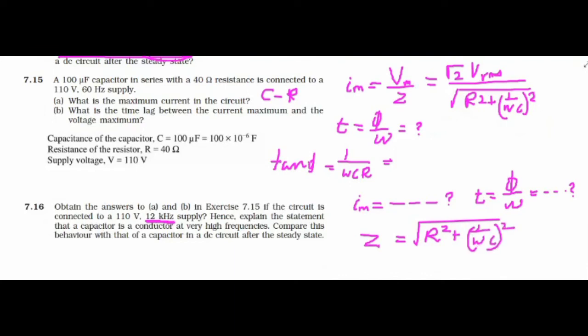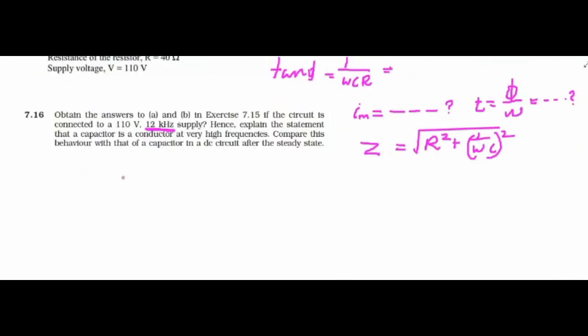But in this problem you can see XC is equal to 1 by omega C, which is equal to 1 by 2 pi nu C. The value of nu is very high. When the value of nu is very high, the value of XC will be very small. Already I have said the capacitor is an easy path for AC. So as the value of XC is very small, it's very easy for AC to pass through the capacitor.